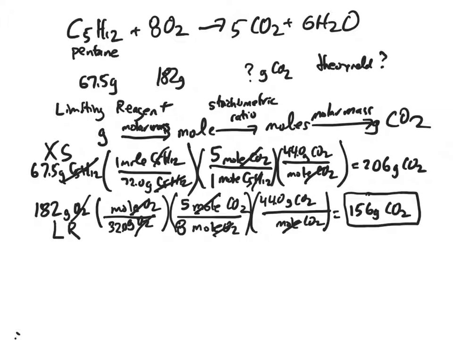The only way to get to this point is by working through this process. We can't look at just the mass amounts to start out with, because if we did, we would have seen a smaller mass of pentane, and we might have gone, aha, that's going to be the limiting reagent. But it's not, because we have to factor in the stoichiometric ratio.